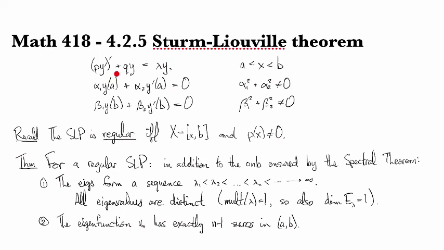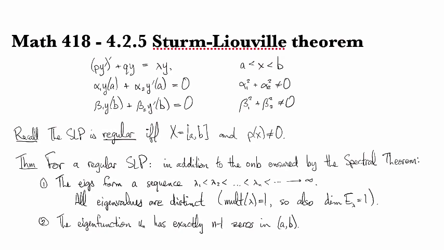So recall that we're looking at a Sturm-Liouville problem of this type. We've got our Sturm-Liouville operator over here and our eigenvalue lambda. We're doing this on some domain, and we've got what are called separated boundary conditions. So we've got the boundary condition at A and the boundary condition at B.